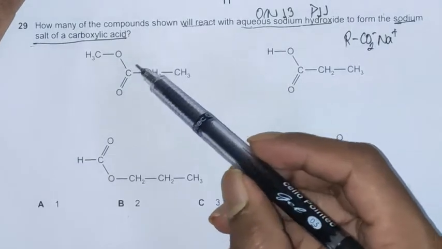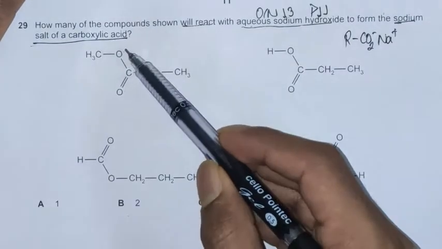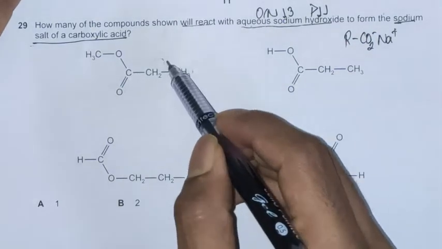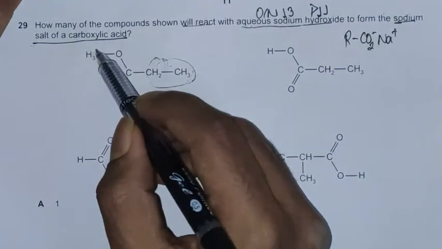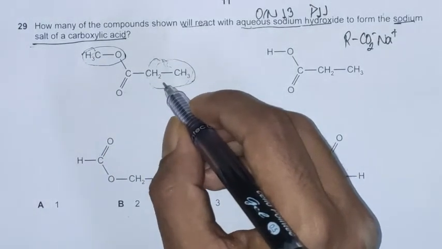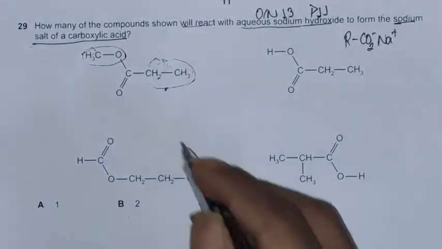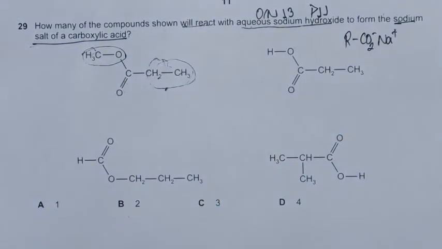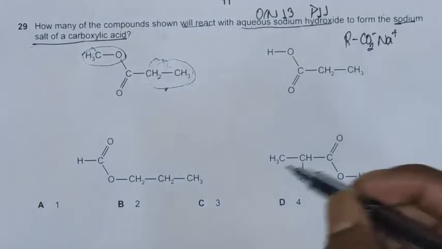Looking at the first compound, this is an ester. This is the R1 group, this is the R2 group. One part is from the alcohol and the other is from the carboxylic acid. So now we are talking about esters. First, let's see how esters form.